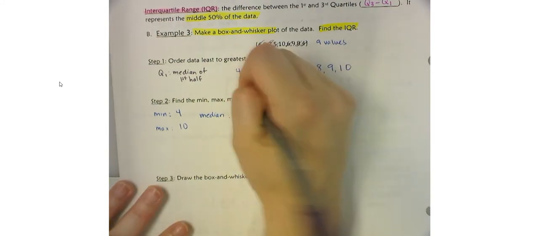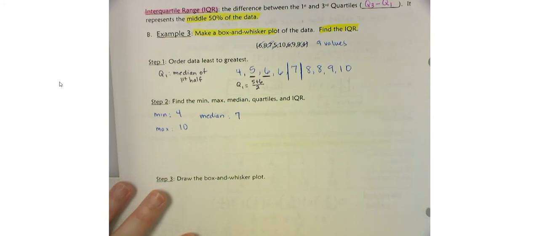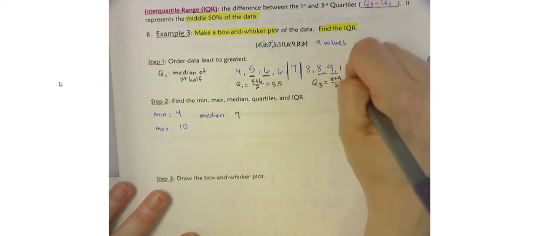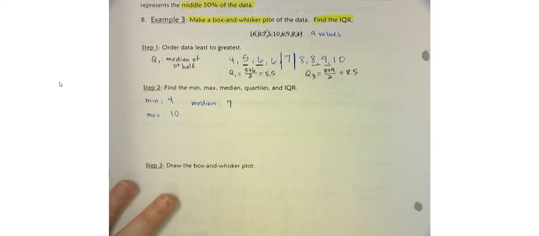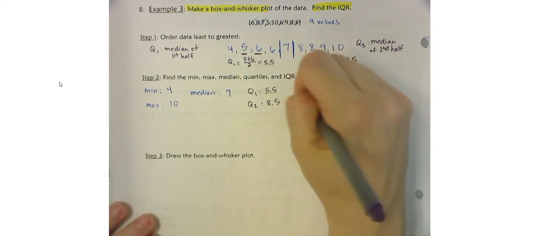And then you're going to have to do something similar with Q3. What number is between 8 and 9? And again, this time it is very easy to see because you have all whole numbers. Okay, I'm just going to write Q3 as the median of your second half. So then your Q1, 5.5, Q3, 8.5, and then you have to find your IQR. So your IQR is Q3 minus Q1. Oops, I put Q2, sorry. Q1, Q3. So 8.5 minus 5.5 is 3, so that's going to be your IQR.